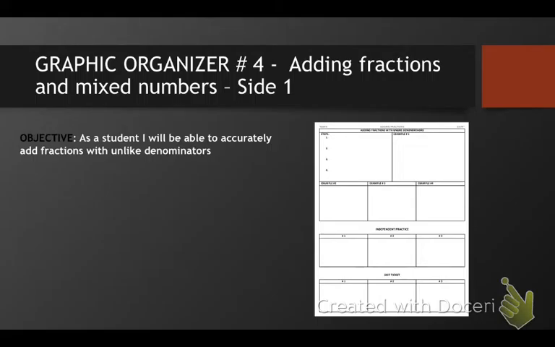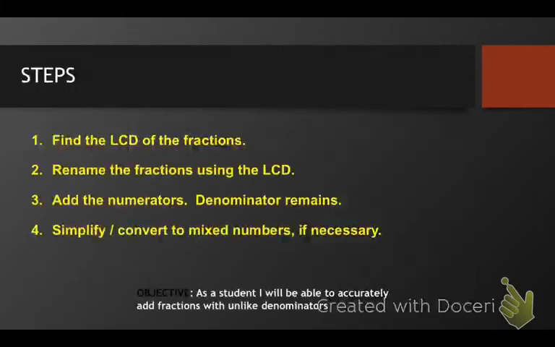Alright, you will need graphic organizer number 4. That is new to the box. I have just added the label graphic organizer number 4, and this is side 1. This one will just be adding fractions with unlike denominators. Once again, that's our objective.